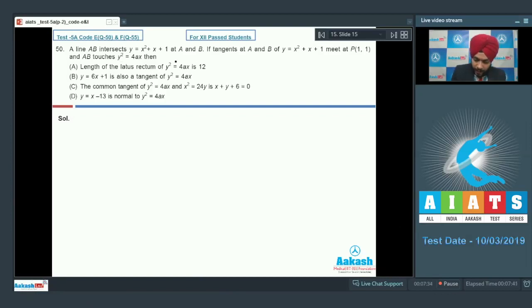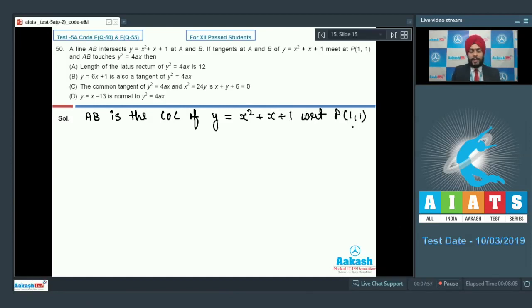Students, if AB intersects this curve at two points A and B and the tangents at those two points meet at (1, 1), that means AB is the chord of contact of the given curve y equal to x square plus x plus 1, which is a shifted parabola, with respect to the point P, that is (1, 1). So the equation is directly T equals 0. So what is the equation of AB?